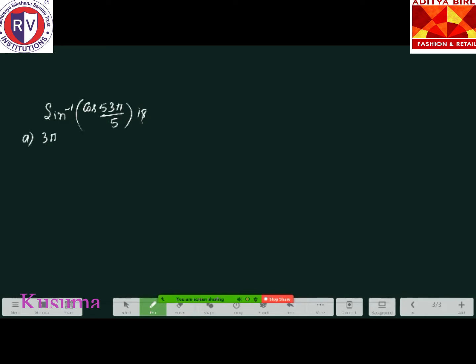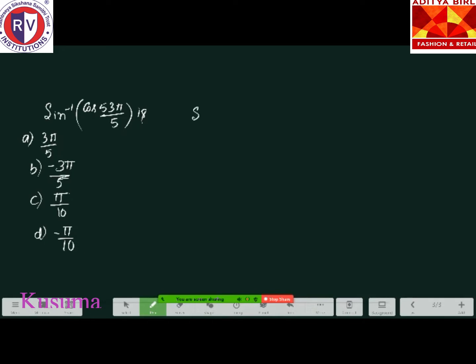3 pi by 5. Option B, it is minus 3 pi by 5. Option C is pi by 10. And option D is minus pi by 10. Okay, these are the options given.